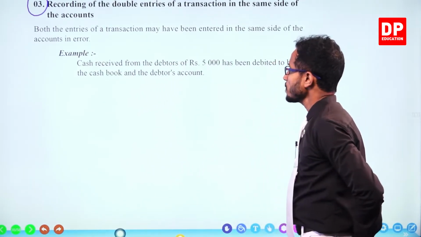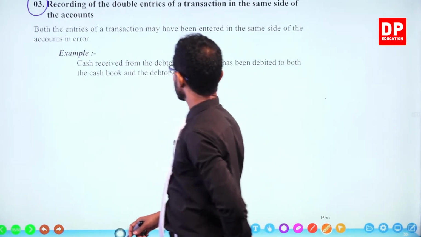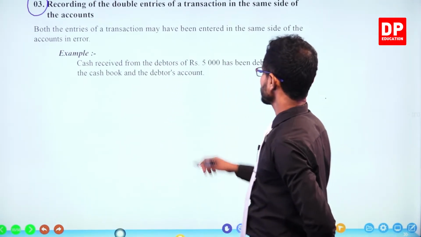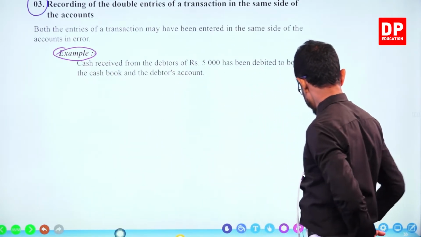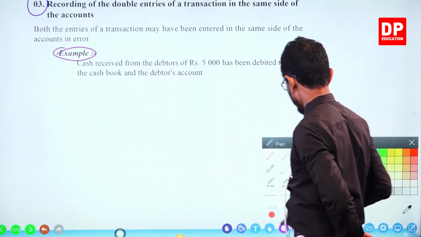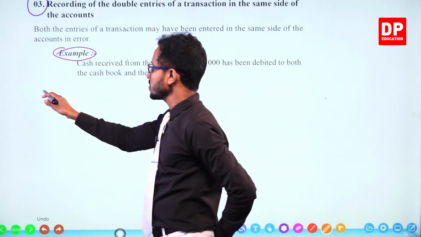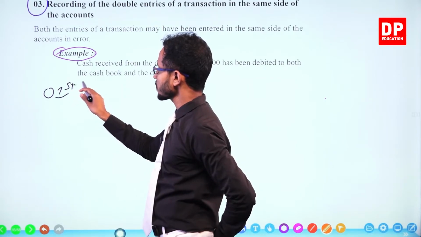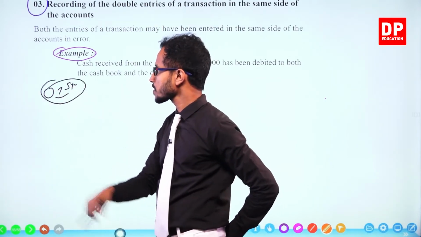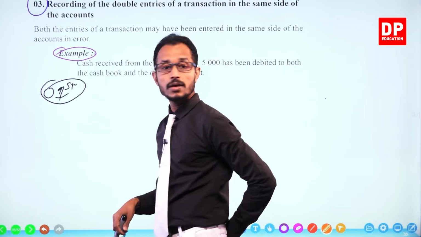Cash received from the debtor, 5,000. That is the transaction. What is the first step, children? What is the first step when you correct errors? Tell me the first step.